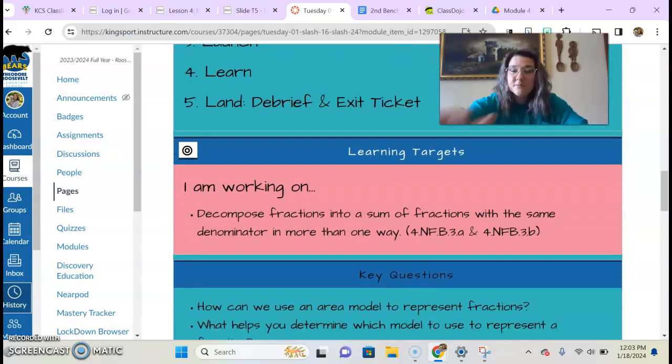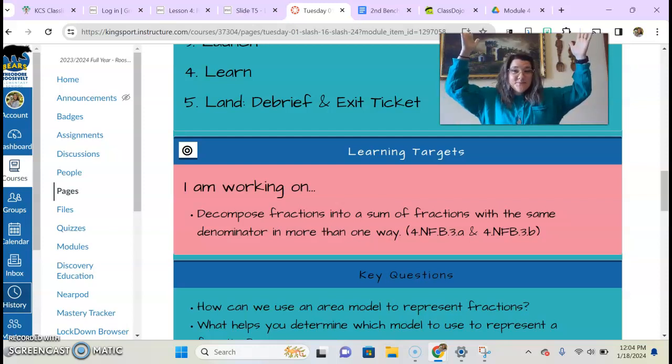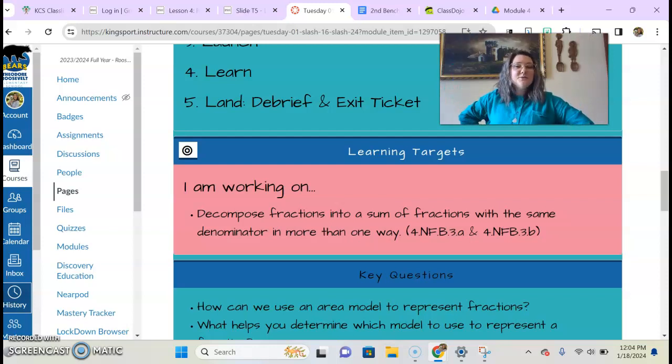So first and foremost, we will do our positive affirmations, okay? So we're going to do our 4 new ones. So everybody take a deep breath in, calm breath out. I will embrace the challenge. I will have a positive attitude. I can grow my brain. And I am capable of learning new things. And the only way to learn mathematics is to do mathematics. Very good.